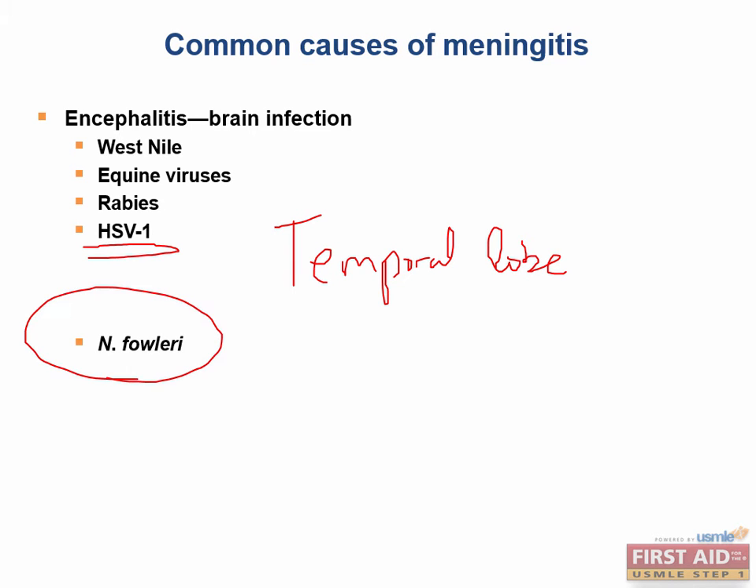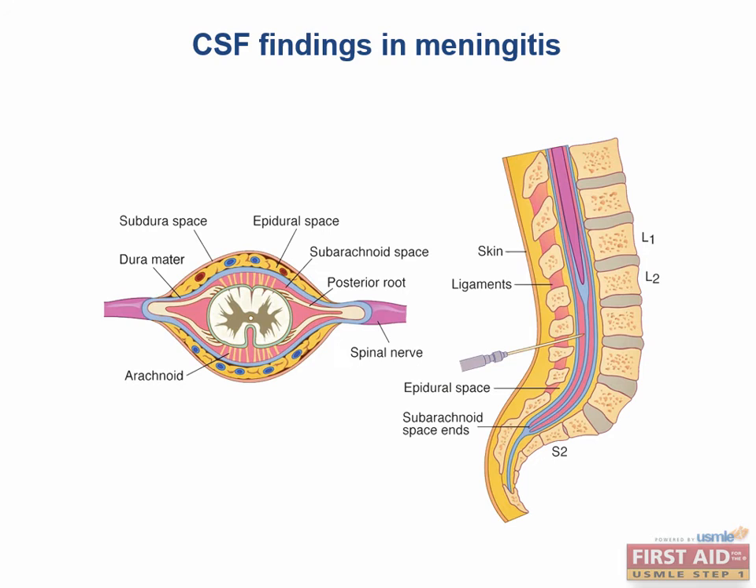That would be Naegleria fowleri. So now let's spend some time discussing how we work up meningitis. When a patient comes into the ER with fever, neck stiffness, and a headache, we must consider meningitis.